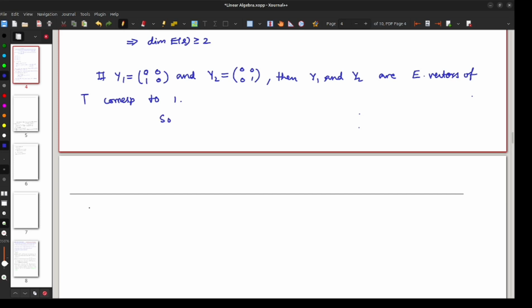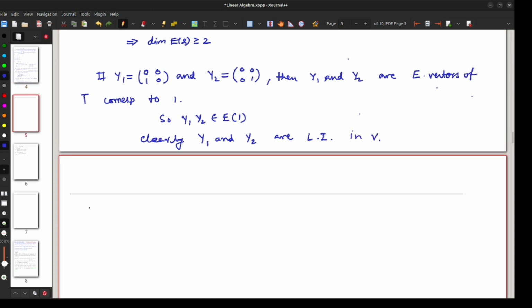So the matrices Y1 and Y2 belong to the eigenspace of T corresponding to the eigenvalue 1. Clearly the vectors Y1 and Y2 are linearly independent in the vector space V. Therefore, the dimension of the eigenspace of T corresponding to the eigenvalue 1, that is dimension of E1, is at least 2.